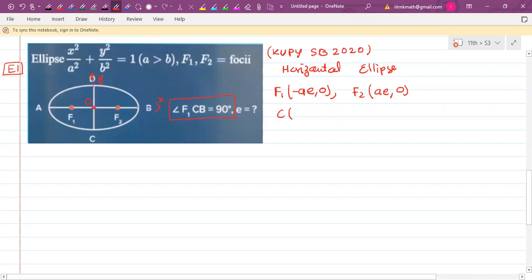this point's coordinate will be the origin. So what are the coordinates of the point C? Then you know very well that it is (0, minus B). Like that you can find out the coordinates of every point if you are very much familiar with the standard equation of ellipse.